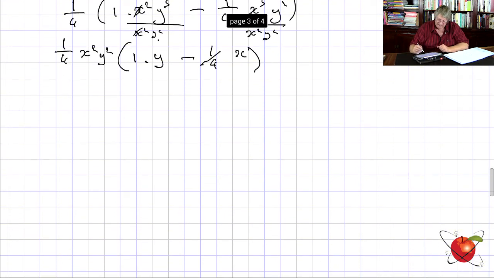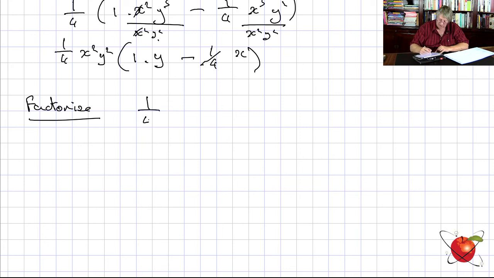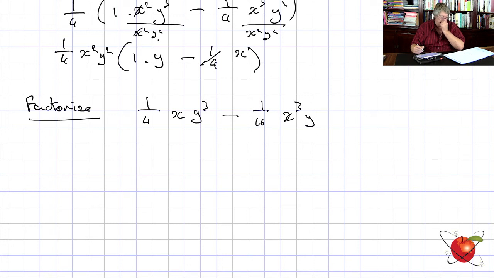Now let's change it slightly, shall we? To this. Factorize 1/4 x y cubed minus 1/16 x cubed y. Okay? Now let's have a look. What can we take out? First of all, step 1, highest common factor. Let's see. HCF. Yep, I can take out a quarter again. Then I can take out an x. And I can take out a y, because there's the y common to that.